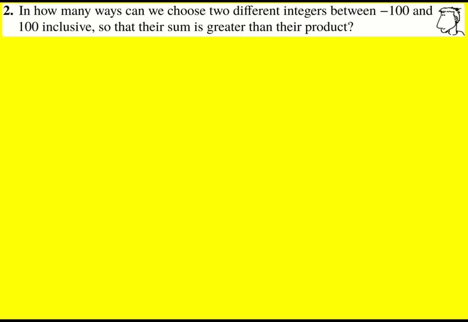In how many ways can we choose two different integers between minus 100 and 100 inclusive so that their sum is greater than their product? Well, let's get some insight into this and say that the integers are x and y. So x plus y is the sum, and we're interested in this being greater than xy.